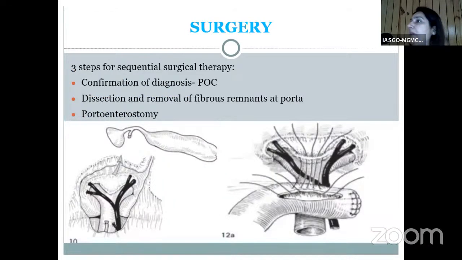There are three main steps of surgery. I will show you the videos later on when I talk about choledochal cyst, because the surgery is almost the same, except that after confirmation of the diagnosis, doing an intraoperative cholangiogram, you dissect and remove the fibrous remnants at the porta. Everything you find there about the biliary tree is all atretic. So you have to remove all that fibrous tissue and then do a portoenterostomy.